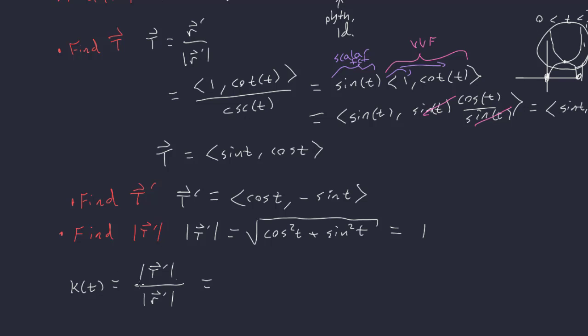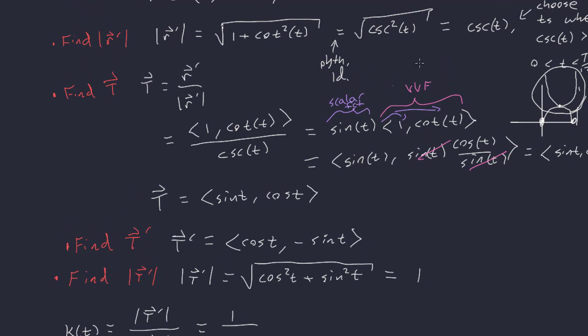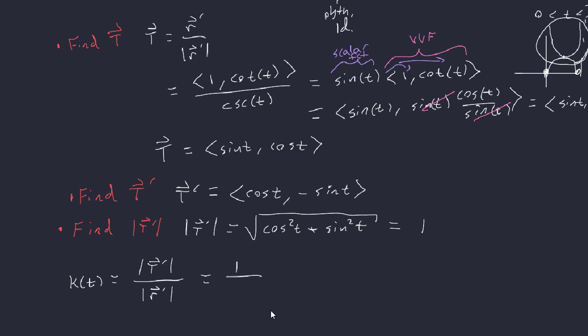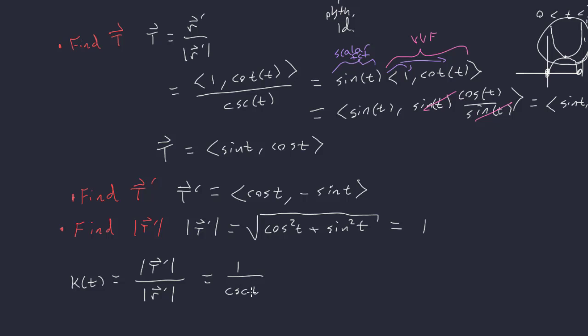So the magnitude of T prime, thankfully, came out to be 1. The magnitude of r prime, that's actually off the screen now. That was over here. That ended up being cosecant of t. All right, so 1 over cosecant t is sine of t. So the curvature function ends up being sine of t. Only though for t between 0 and pi over 2, not including those values.